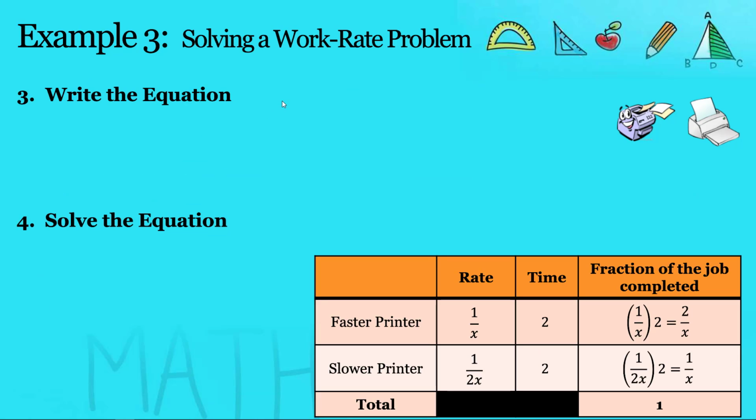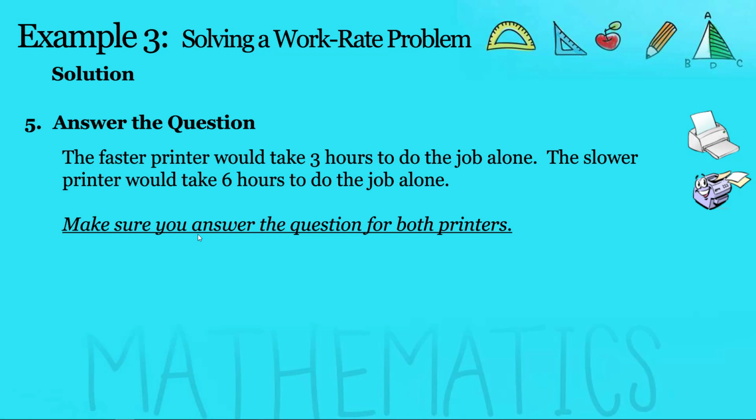So we can rewrite it up here. 3 over x is equal to 1. And then for 4 we need to solve the equation. Well, that's pretty straightforward. If 3 over x is equal to 1, that means that x is equal to 3. And that means that it took the faster printer 3 hours to do the job by itself. If it had to do it by itself, it would take it 3 hours. And then the slower printer would take 6 hours to do the job. And that pretty much is our answer.